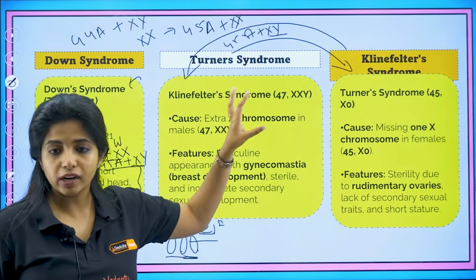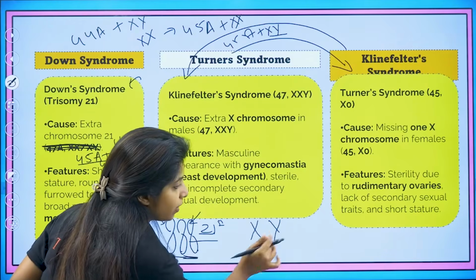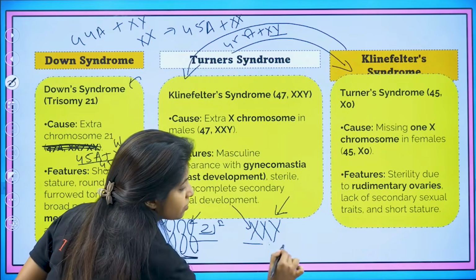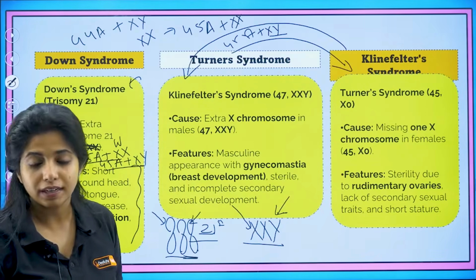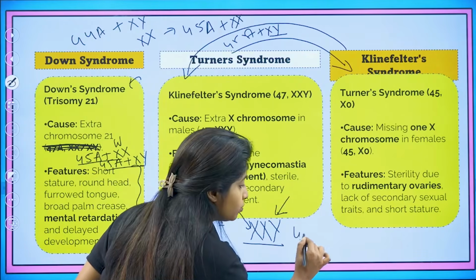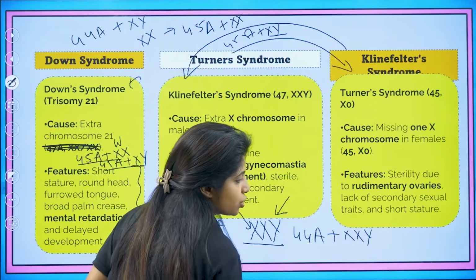Now, next is Klinefelter syndrome. So, in Klinefelter's, you should be having X and Y. X coming from one parent, Y coming from another parent. But you have one more X out here. So, this is again trisomy condition. And how do you write the karyotype over here? So, autosomes remain the same, 44 of them. And then you have XXY condition.